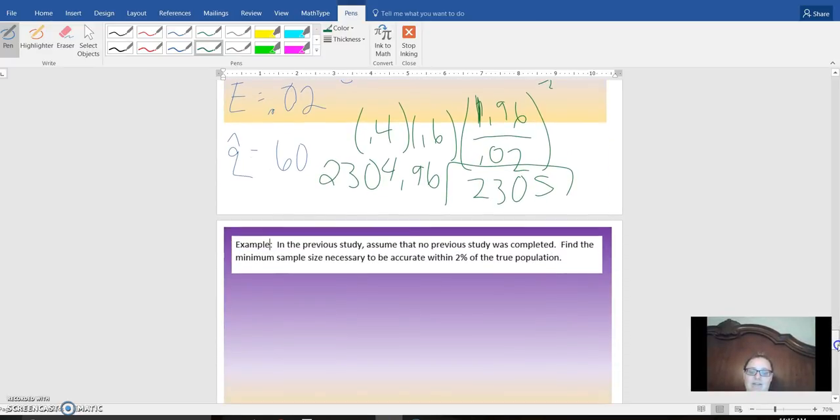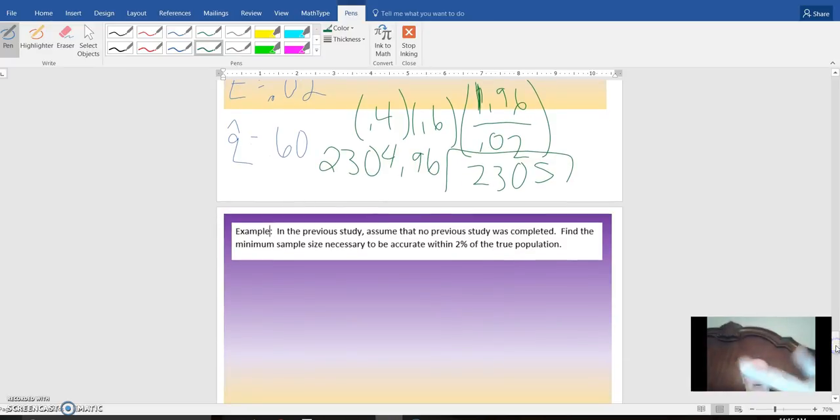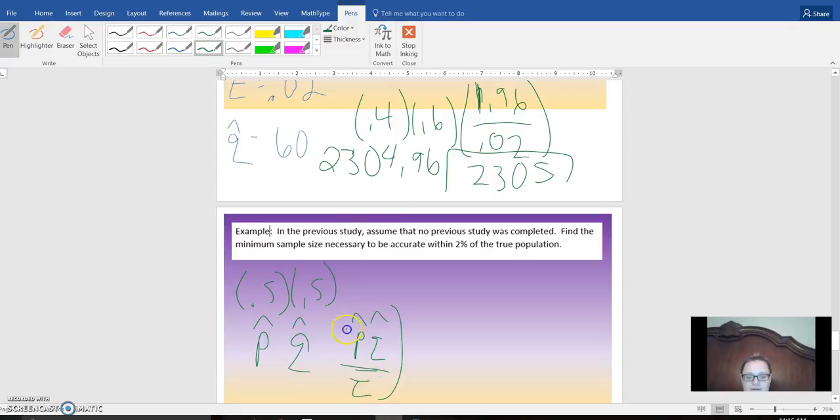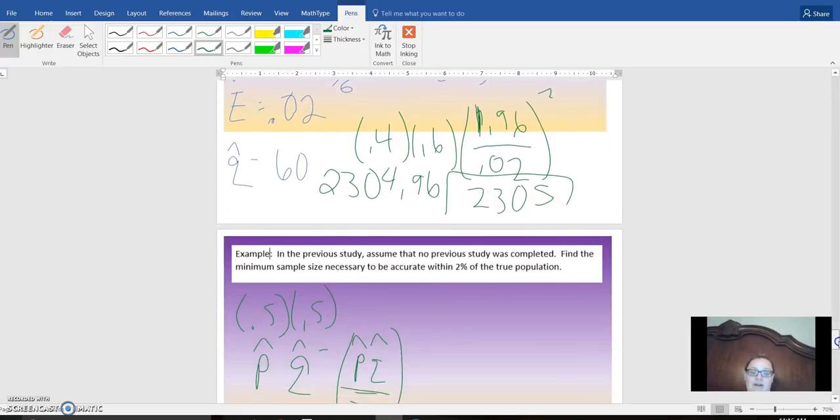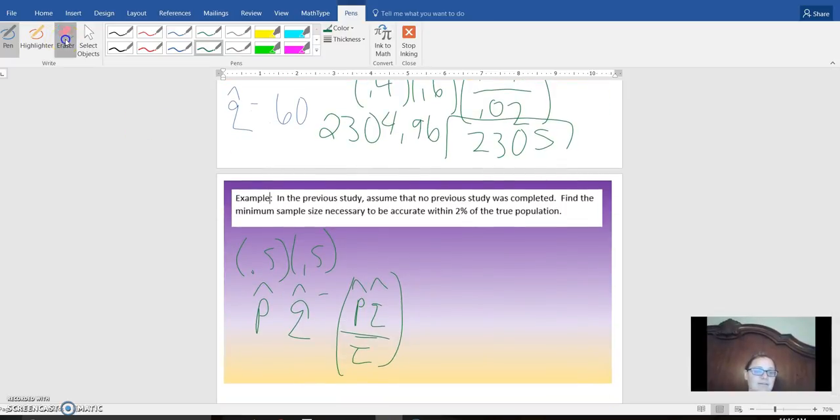All right, this time let's do it when we didn't know it was 0.4. So we're going to do 0.5 as P hat. Q hat will also be 0.5 because 1 minus 0.5. Then we do P hat, Q hat over E. Oh, no, that's not what we do. We do Z alpha over 2. Crazy.